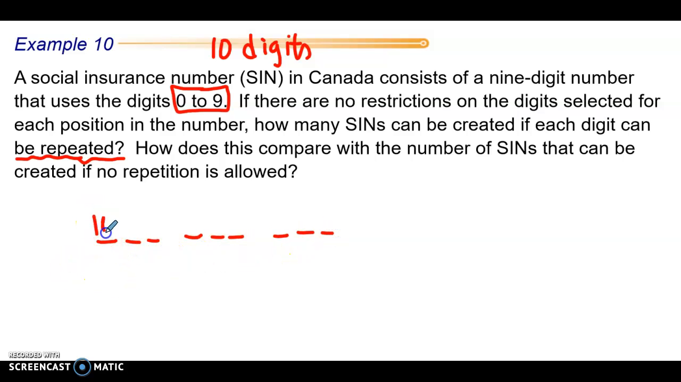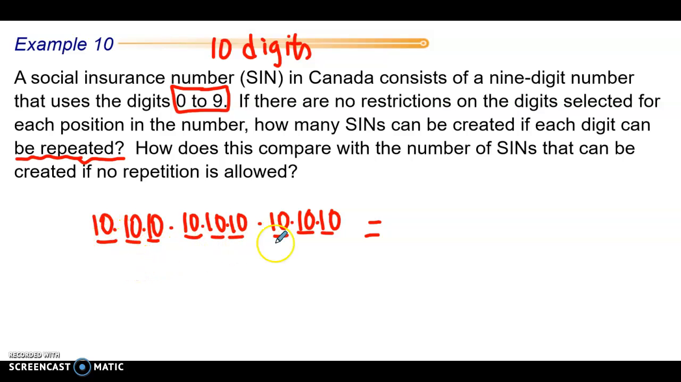There are 10 choices for the first digit. Repetition is allowed. So that means there are 10 choices for the second number, 10 choices for the third, and so on for each of the 9 digits in that social insurance number. We're going to multiply all of this together to find the total number of social insurance numbers that can be created when repetition of digits is allowed.